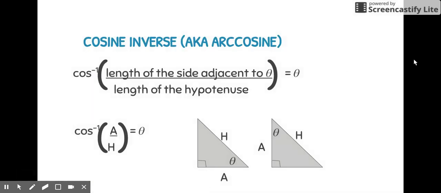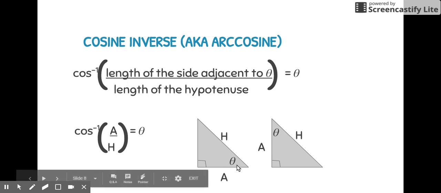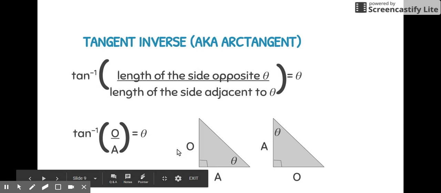You also have cosine inverse, which people also call arc cosine. And to find theta this way, you would do cosine inverse of the length of the side adjacent to theta divided by the length of the hypotenuse. So cosine inverse of adjacent divided by hypotenuse gives you the angle measure.